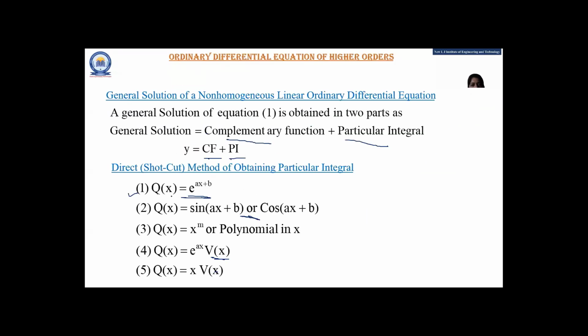Just one doubt is there. What if in the power of e there is a quadratic or any other polynomial? Achilles, as I told you, as per case 1, your q of x is e raised to ax plus b, which means there is no quadratic or any other polynomial in the power of x, right? If there is a quadratic or polynomial in the power of e, then we cannot apply this method. At that time we apply the other method. Got it?